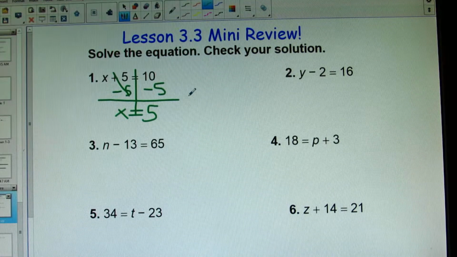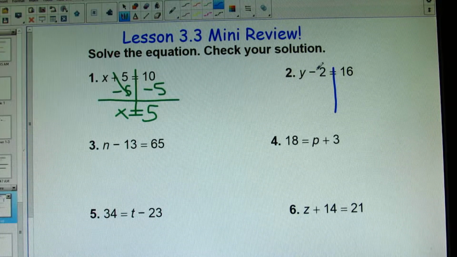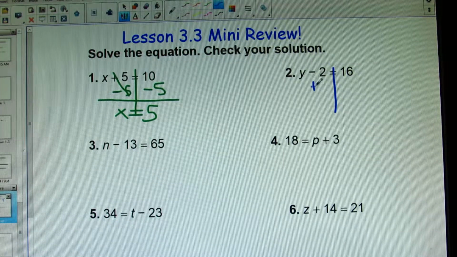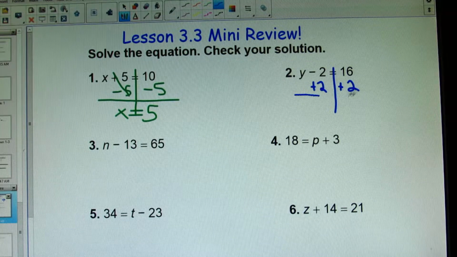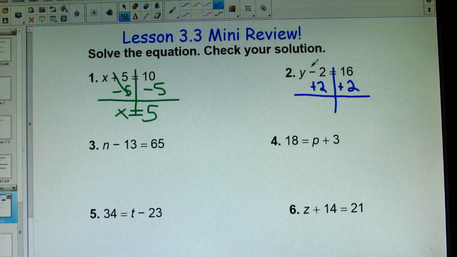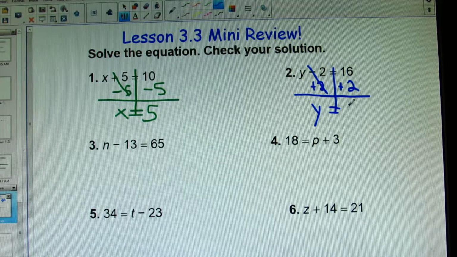Again, you can print this worksheet out and do it with me, or you can do it by yourself and then check your answers. Okay, this one. I have a negative 2 in my way of the variable. In order to get rid of it, I'm going to add 2 to both sides of the equation. Again, you're doing it on both sides of the equation to keep the equation balanced. These guys will cancel out, and I'm left with y equals 18.